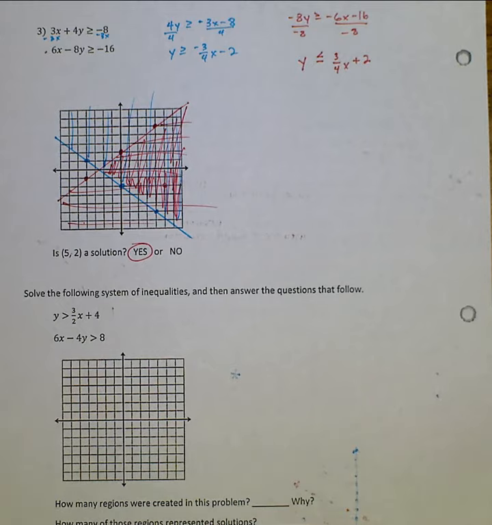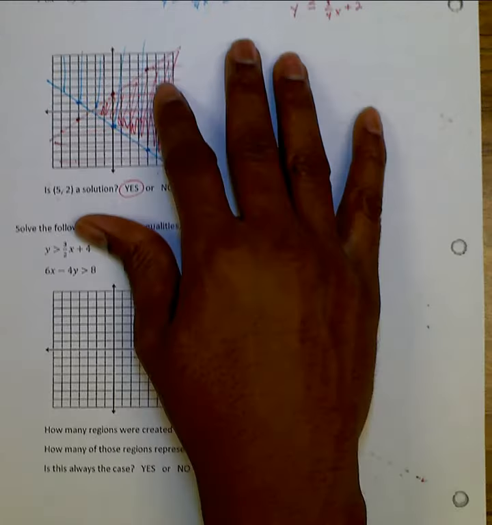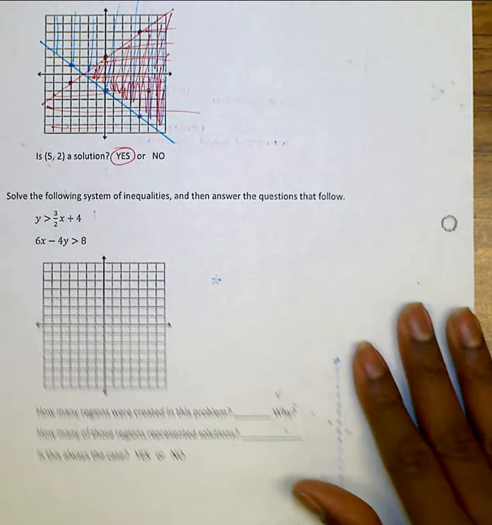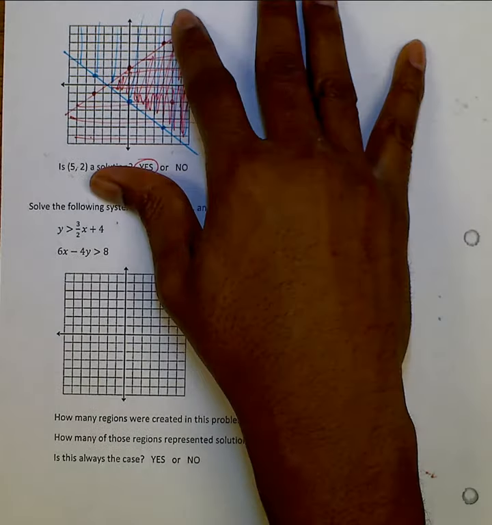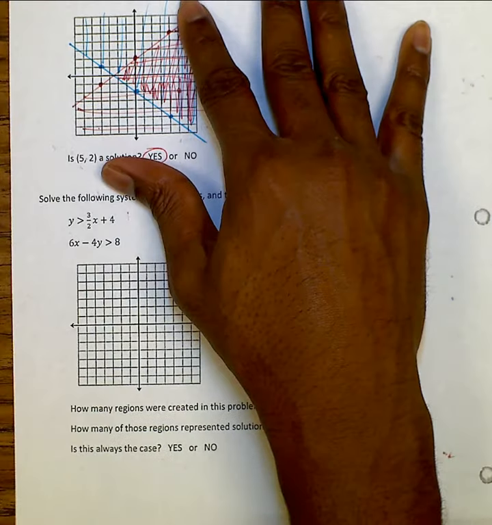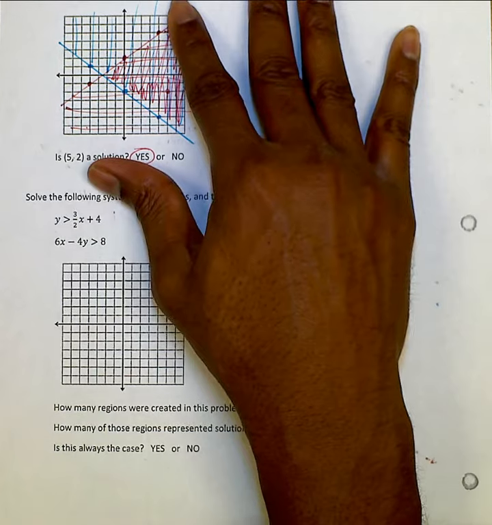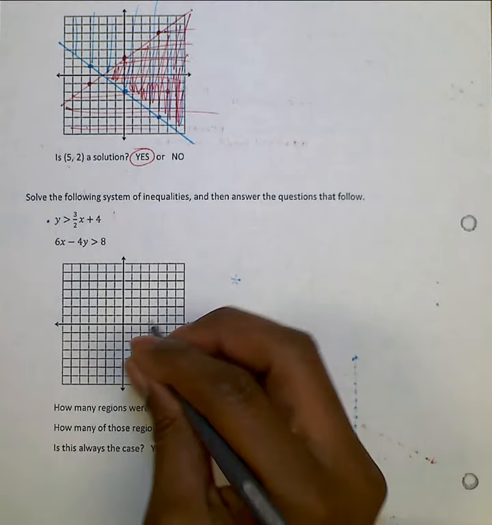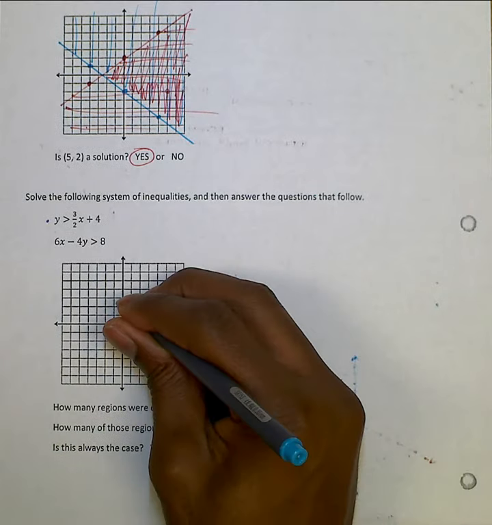Okay, looking at, try to shift this over so we can see it all. The last example here says solve the following system of inequalities and then answer the questions that follow. So we have y is greater than 3/2 x plus 4, already in slope-intercept form. That's nice. 1, 2, 3, 4.